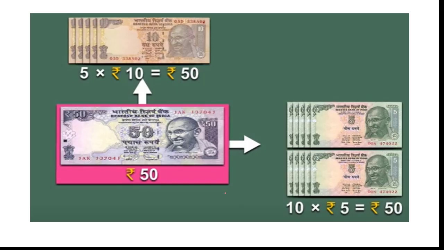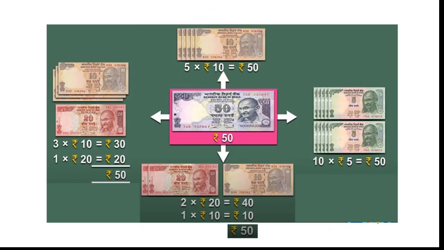Okay. Moving to the next page, children. So here children, you can see if you want to pay rupees 50 to someone, you can also pay 5 notes of rupees 10 and it will be equal to rupees 50, and 10 notes of rupees 5 and it will be equal to rupees 50.